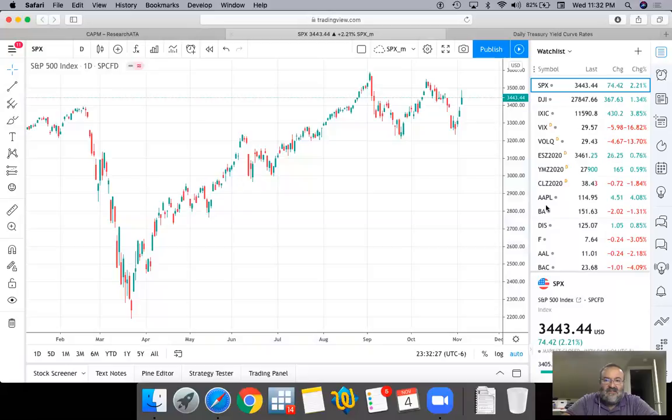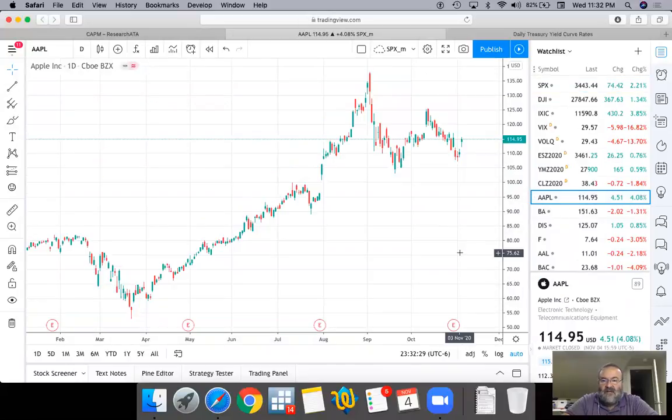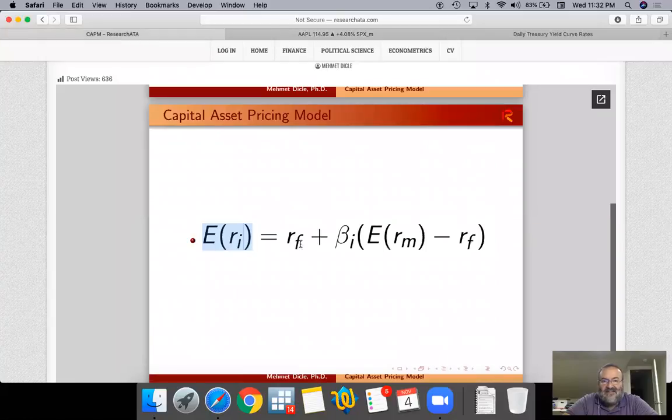So for instance, let's take Apple, a company whose stock price went from $53 all the way to $138 in a matter of about 6 or 7 months. And that's a substantial return. So can we explain that return in any meaningful way? So obviously, the first step is to define what would be the minimum return that we should be looking for.